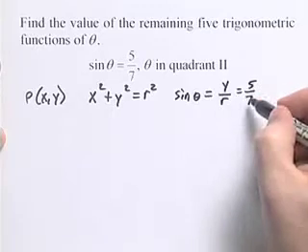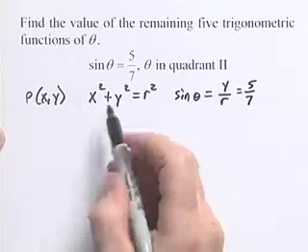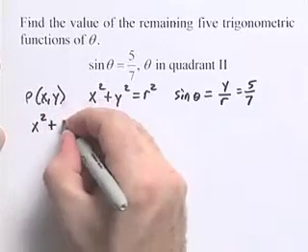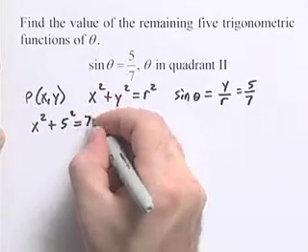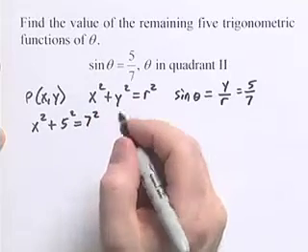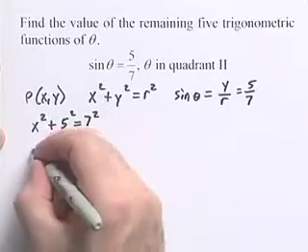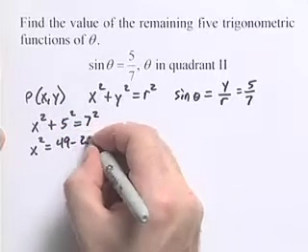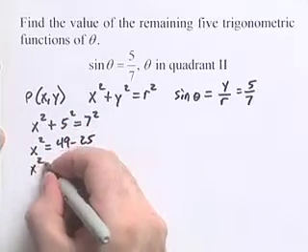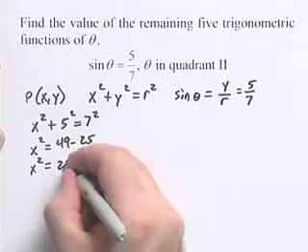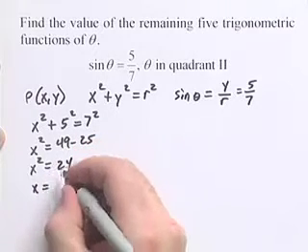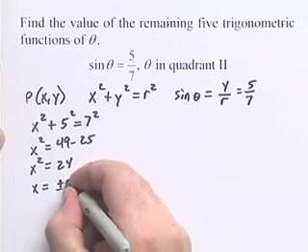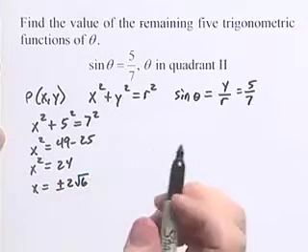So we know y and we know r. We plug those values into our equation here. We'll have x squared plus 5 squared equals 7 squared. We solve this for x. X squared will equal 49 minus 25. So x squared is equal to 24, which gives us that x is equal to plus or minus 2 root 6.